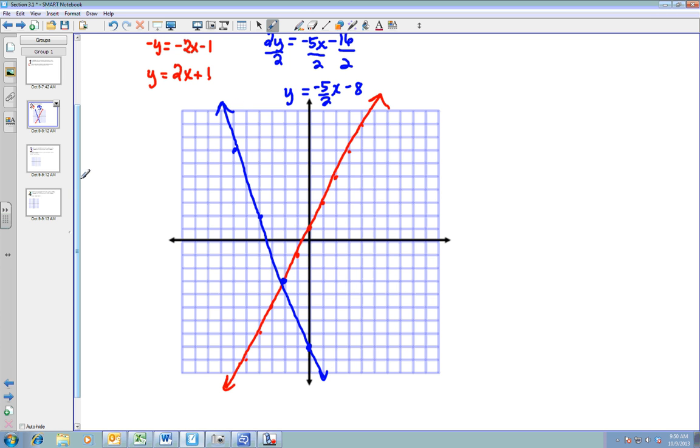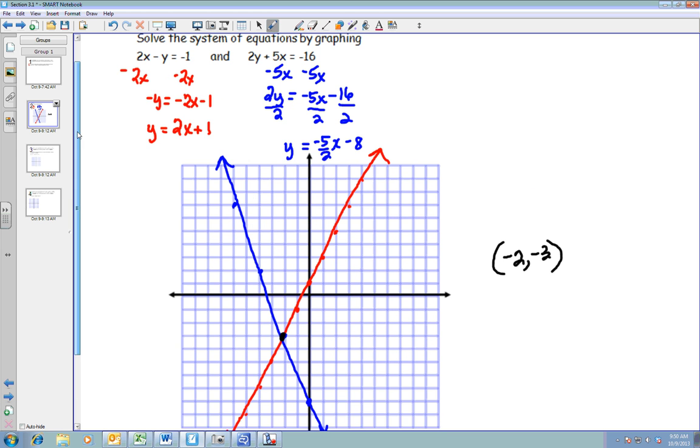So your answer will be the ordered pair at which these two lines intersect. So the ordered pair where they intersect is this point right here, we already decided, and that's the point negative 2, negative 3.